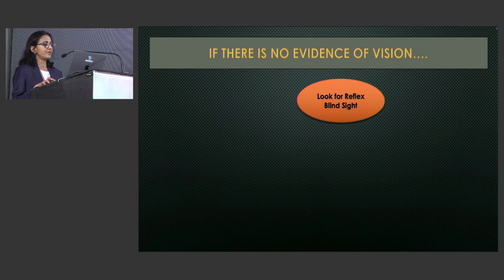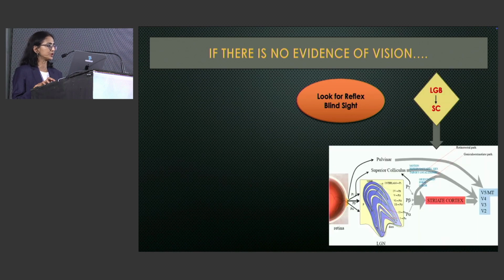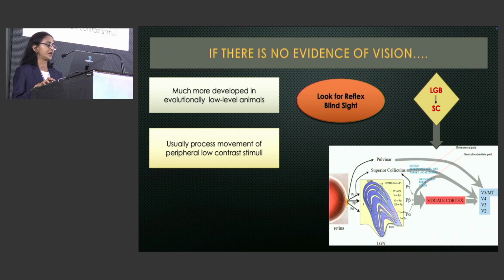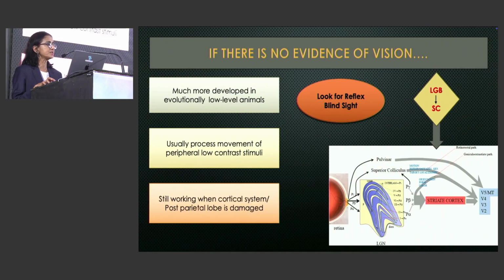Suppose there is no evidence of vision, you should look for reflex blind sight. It is a pathway connecting the lateral geniculate body to the superior colliculus. It is much more developed in evolutionarily lower animals, and it usually processes movement of peripheral low contrast stimuli. It is present in ourselves also, still working when the cortical system or the posterior parietal lobe is damaged. So always you can try to make use of this system.